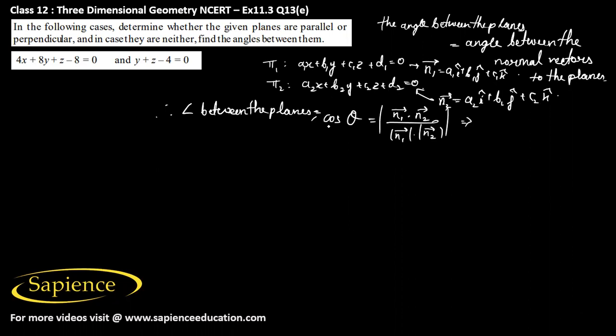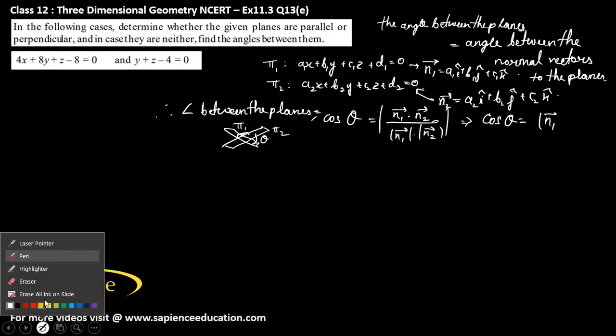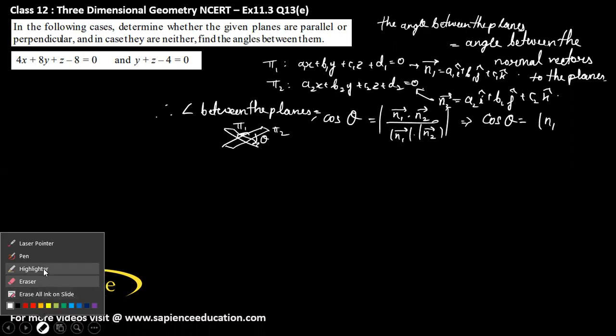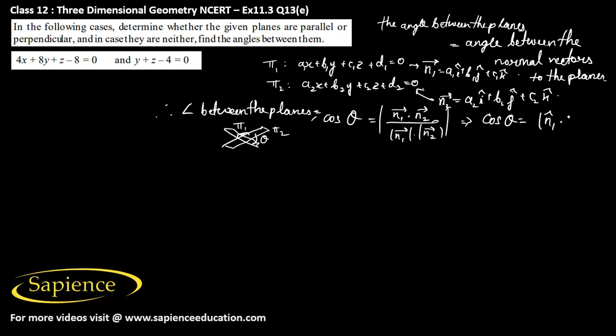So therefore, if theta is the acute angle in between two intersecting planes pi1 and pi2, then the cos of that acute angle will be given as mod of n1 dot n2 over mod n1 mod n2. So simply we can tell that cos theta will be equal to mod of n1 cap dot n2 cap. So simply that we have to find.